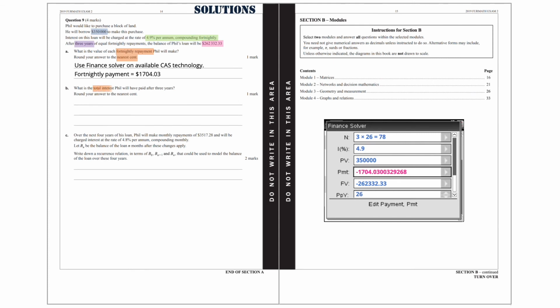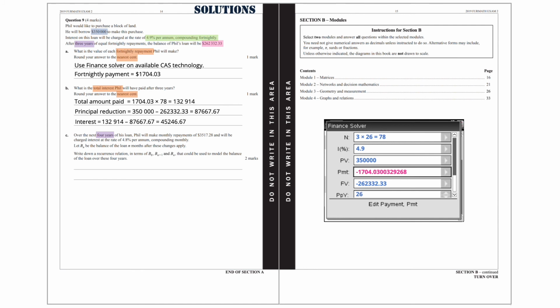Part B. What is the total interest Phil will have paid after 3 years? Round your answer to the nearest cent. First, we need to calculate the total amount paid over the 3-year period, and that is $1,704.03 times 78, which is $132,914. We can also calculate the principal reduction, which is $350,000 minus $262,332.33, and that is $87,667.67. We can now calculate the interest paid, so we take away the principal reduction from the total amount paid, and that is $45,246.67.